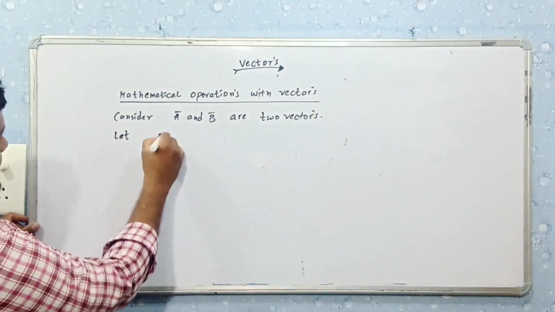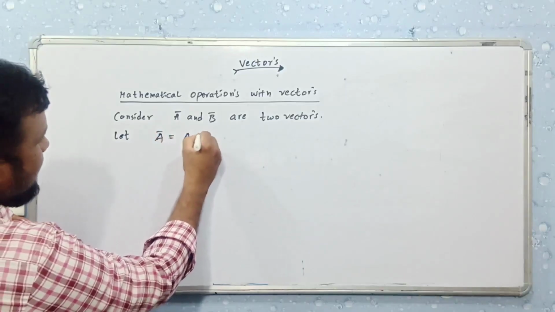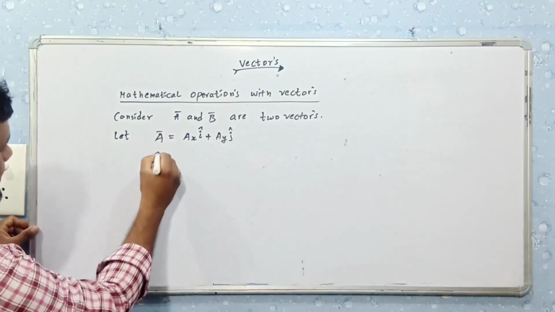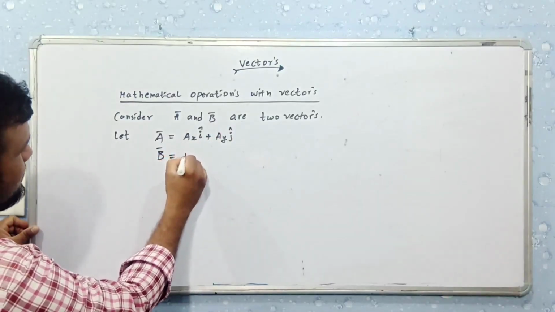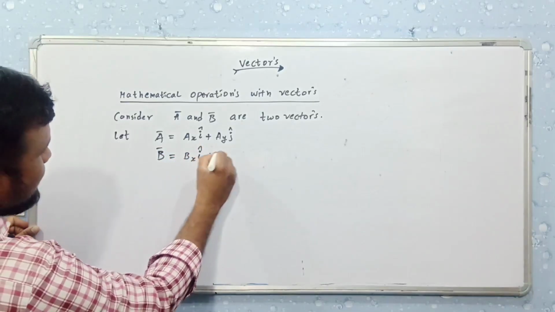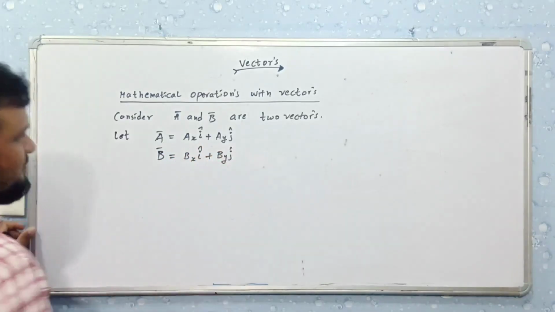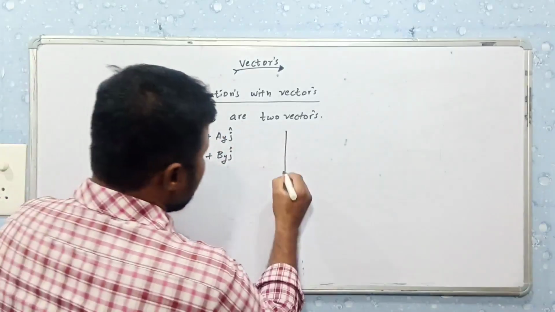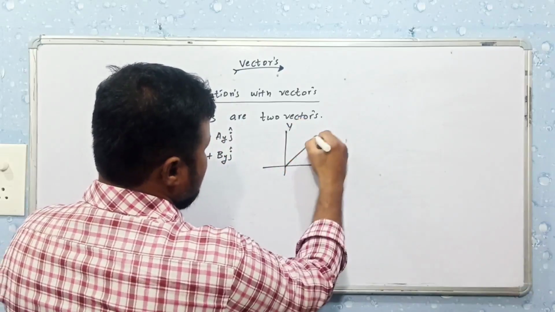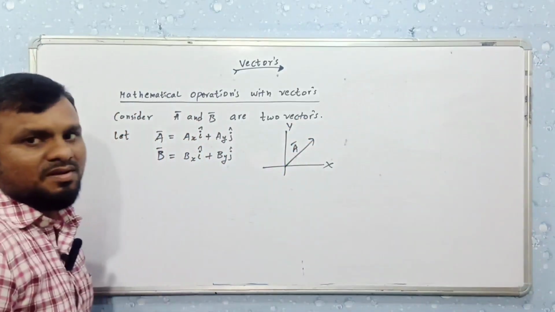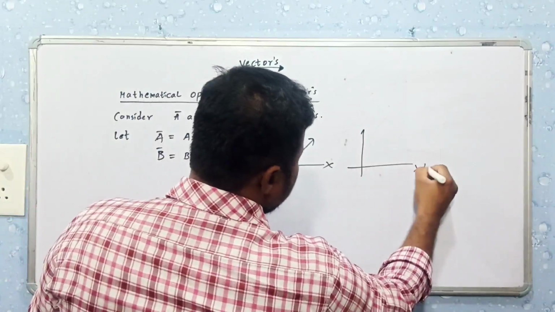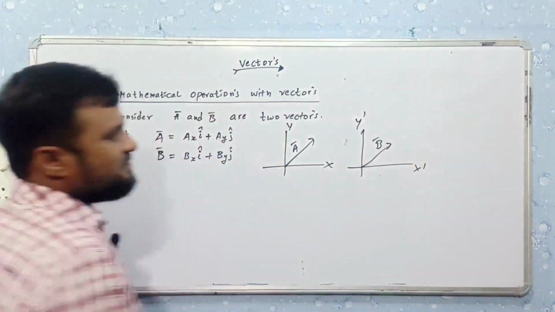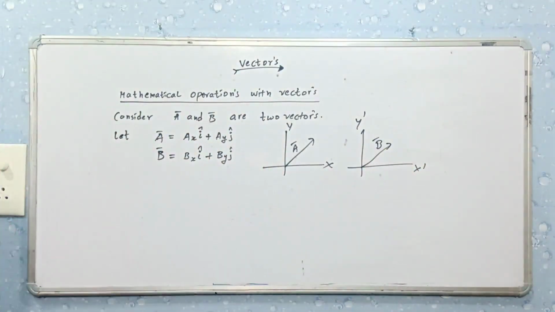Let A bar is equal to Ax i cap plus Ay j cap, and B bar is equal to Bx i cap plus By j cap. Means these two vectors are on the xy plane, x axis, y axis. This is a vector, and this is vector B bar. Understand? This is the situation.